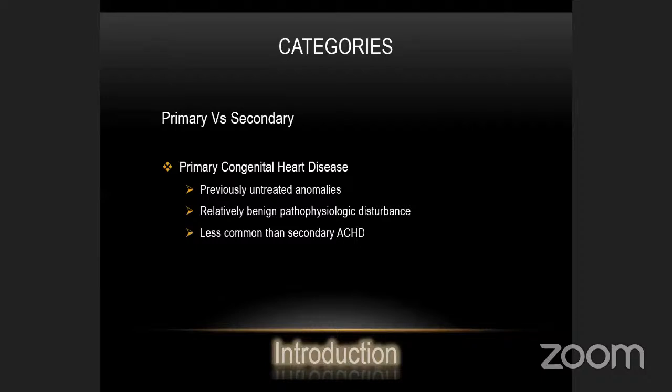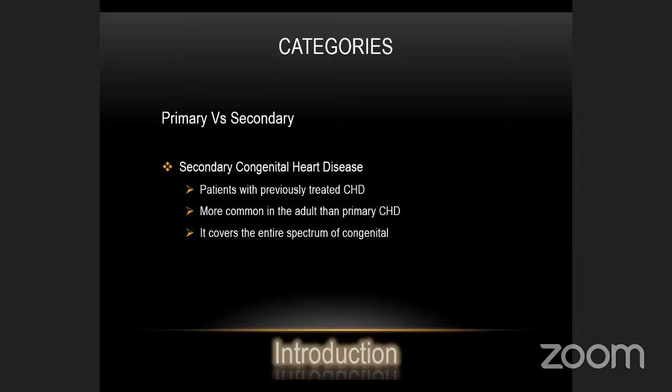Congenital heart disease in adults can be categorized in different ways. If we try primary versus secondary, the primary congenital heart disease is usually previously untreated anomalies with relatively benign pathophysiologic disturbance, which allow survival to adulthood without treatment. And primary congenital heart disease in adults is less common than secondary. The secondary congenital heart disease is usually in patients with previously treated congenital heart disease, and is more common in adults than primary congenital heart disease. It covers the entire spectrum of congenital heart disease.